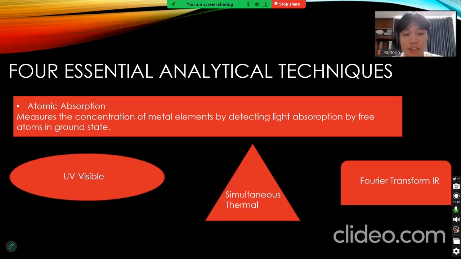Okay, next are the four essential analytical techniques. First is atomic absorption, which measures the concentration of metal elements by detecting light absorption by free atoms in the ground state, with ppb and ppm sensitivity. Next is UV-visible, electronic transitions, which measures the absorption of UV-visible light, 190-800 nm, by chromophores, to identify and quantify molecules. The third one is simultaneous thermal analysis, which combines TG and DSC to study composition, transitions, and stability. And lastly is FTIR, which identifies functional groups through infrared absorption by molecules, giving a unique fingerprint for the compound.